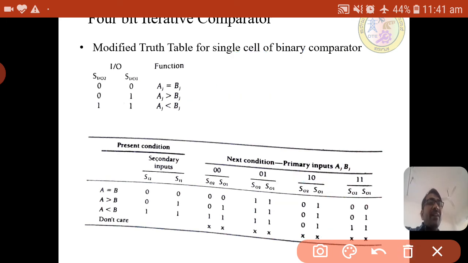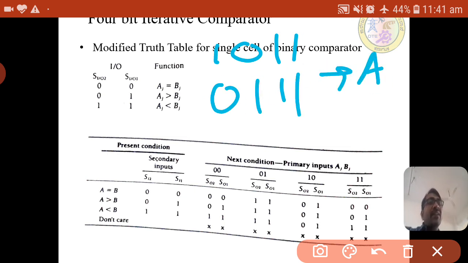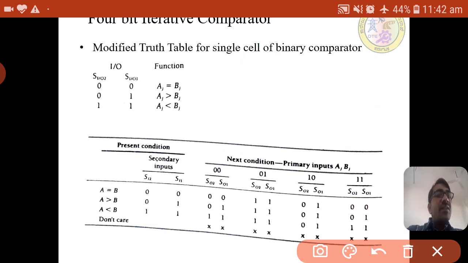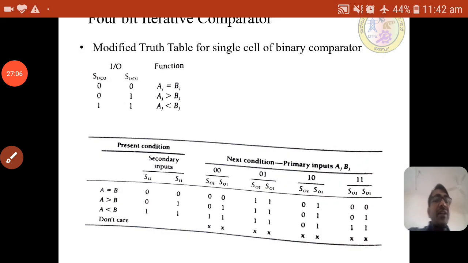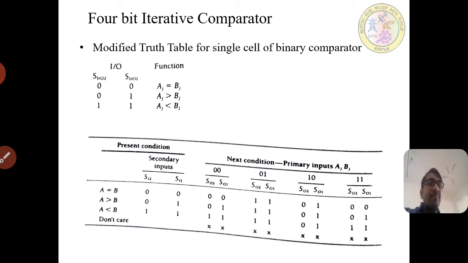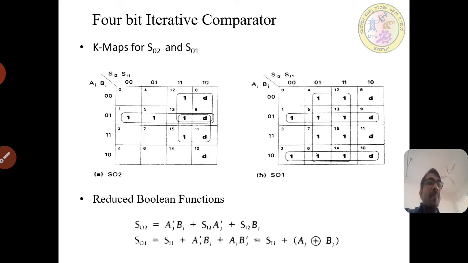So finally, for 1 0 1 1 and 0 1 1, we are getting a greater than b, which matches with the value here. Okay, so this is how the iterative 4-bit comparator will work. Now, the same thing for this comparator, we need to put the K-map.